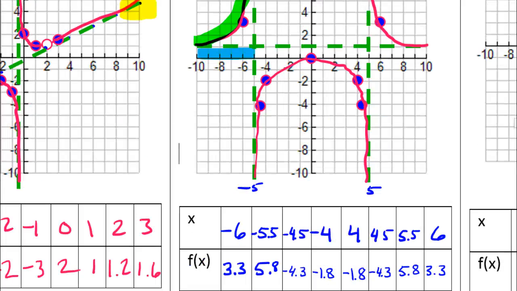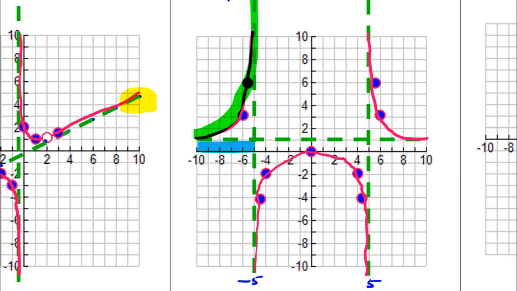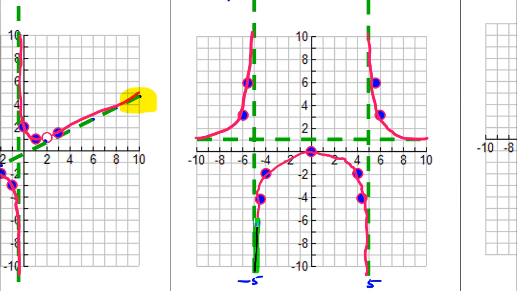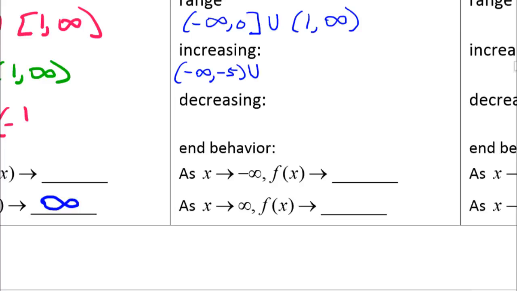Okay, let's see what's next. Okay, now after that, the graph jumps down here. This portion of the graph is also increasing. All right, it's going uphill from left to right. But what are the x values? All right, this portion of the graph on the x-axis goes from negative 5 to 0. Negative 5 to 0. Those are the x values. So that's increasing from negative 5 to 0.